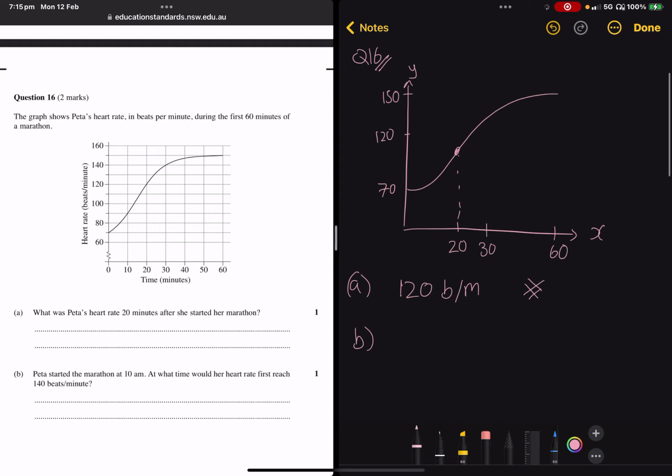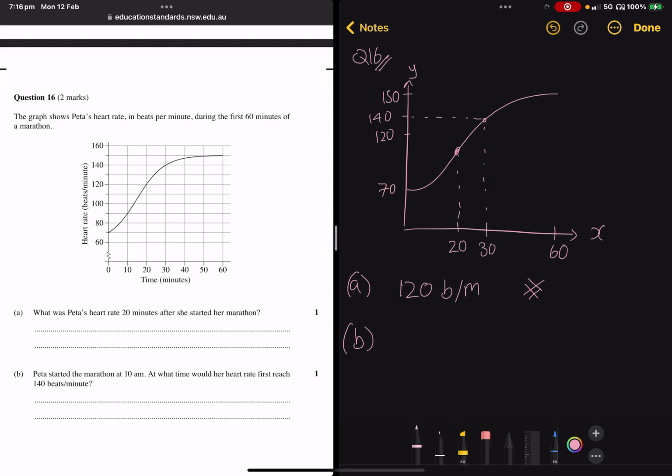For part B, we're asked, Peter started the marathon at 10 a.m. At what time would her heart rate first reach 140? So we need to find how many minutes it takes to reach 140. We can see from this graph that 140 first happens at about 30. So 140 is up here. We trace this across. This traces down to 30 minutes.